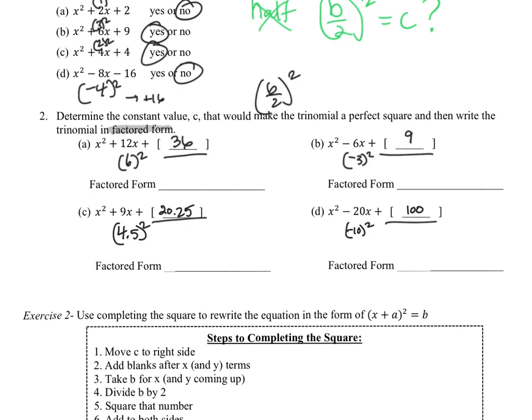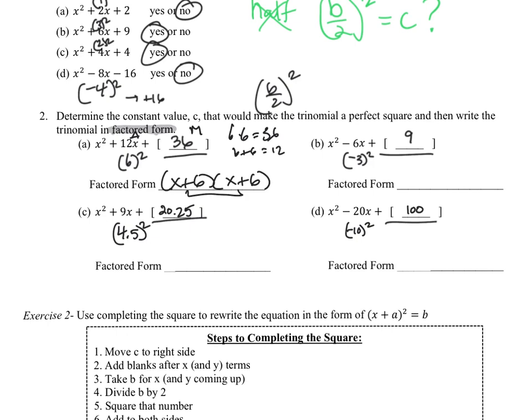All right, so the factored form: what multiplies to 36 and adds to 12? 6 times 6 equals 36. 6 plus 6 is 12. So the factored form of this would be x plus 6 times x plus 6. Now, this is a perfect square trinomial because these two binomials are the same. That's what we're doing when we create this half square situation.